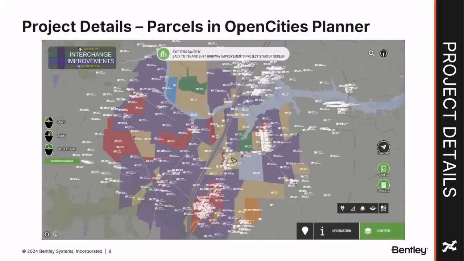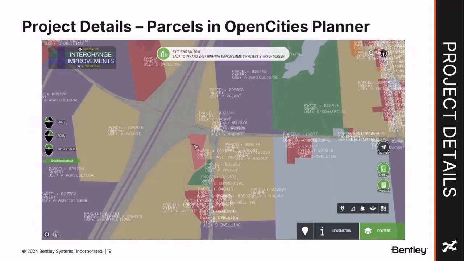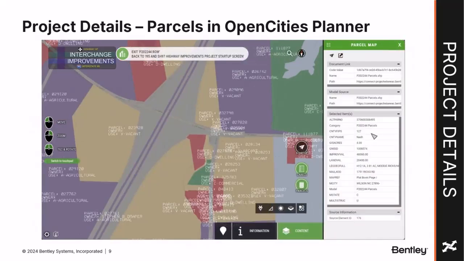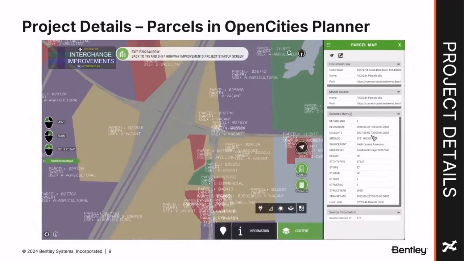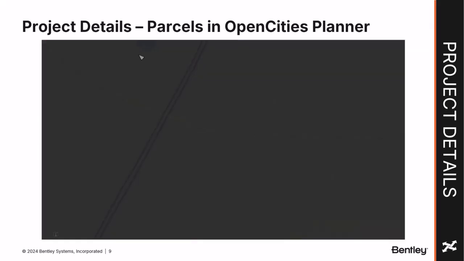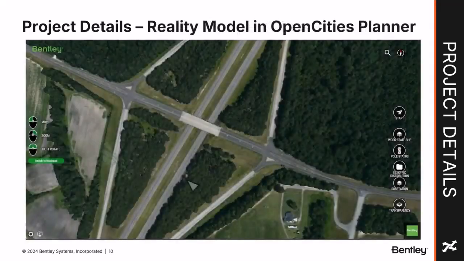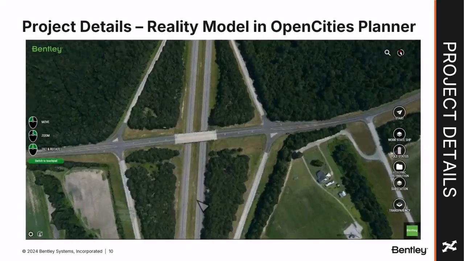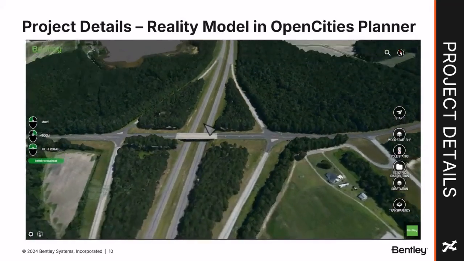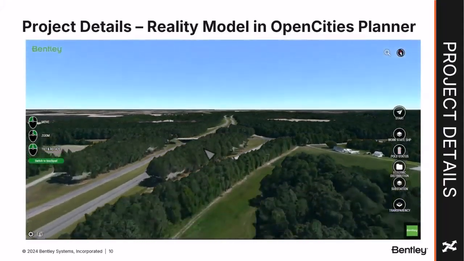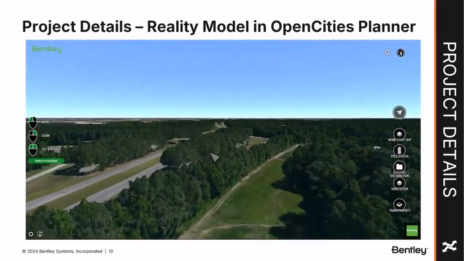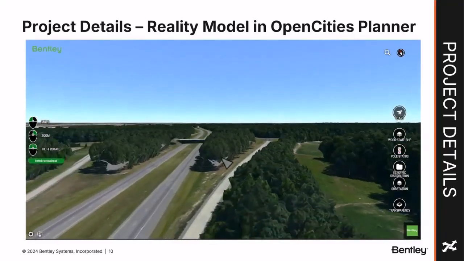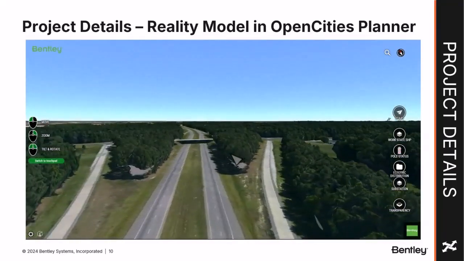Inside of Open Cities Planner, we can bring in some of the GIS information and some of the parcel information from this particular county that we're working in. And we can find out some very good information about our parcels, the owner names, the acreage, and things like that that would be needed for some planning purposes. In addition to that, we also had a very high definition reality model that we're able to bring into Open Cities Planner as well to help with some of the planning and analyzing the existing conditions of the particular area here.